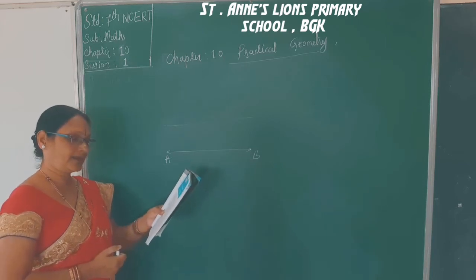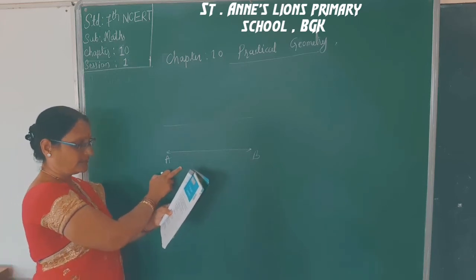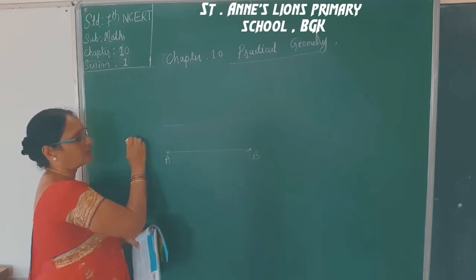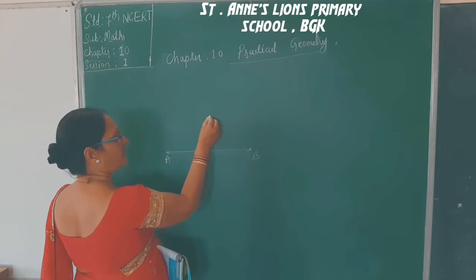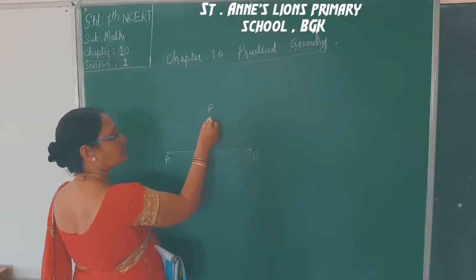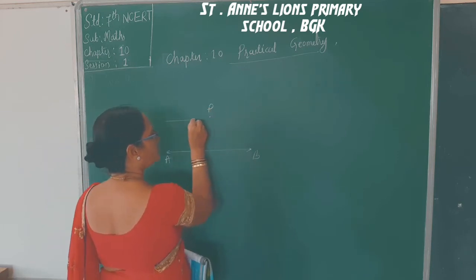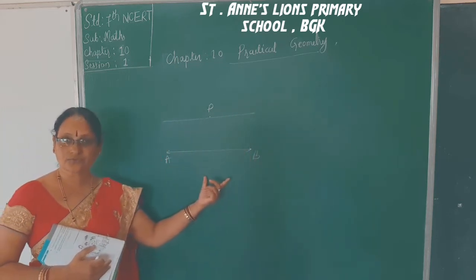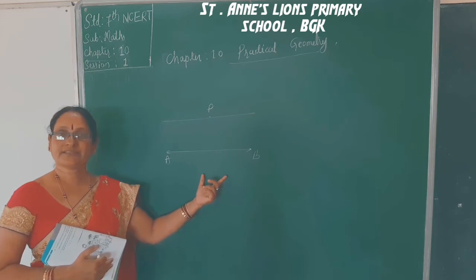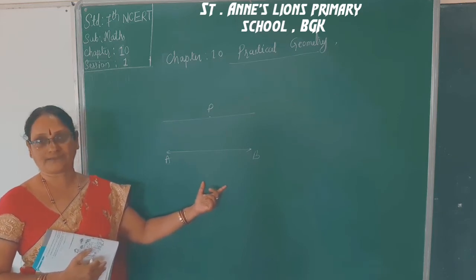Construction of a line parallel to a given line. This is the given line, through a point not on the line. See here. Suppose this is a given line. Here one point I am giving, P. Through this point we have to draw a parallel line. But this is not the way to draw the parallel line. There are some steps in geometry.